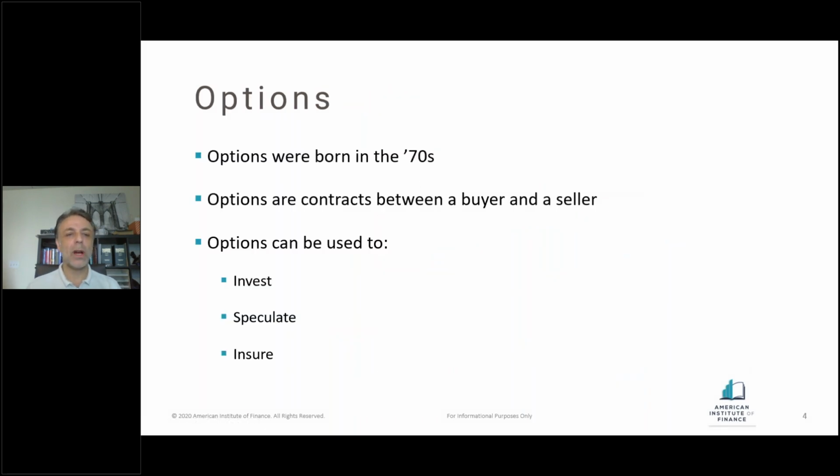Okay, options. What are options? Options were born in the 70s, and so over 100 years ago, basically there were no options, but now we do have options. And what are options? Well, options are just contracts between a buyer and the seller. And as we will see, this contract gives us an option, as the name suggests.